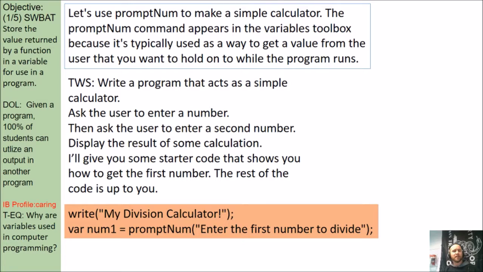So your think right here is write a program that acts as a simple calculator: ask the user to enter a number, then ask the user to enter a second number, display the result. I'll give you some starter code just like last time, and the rest of the code is up to you. So write my division calculator, variable num equals prompt num, enter the first number to divide, and you do the rest.